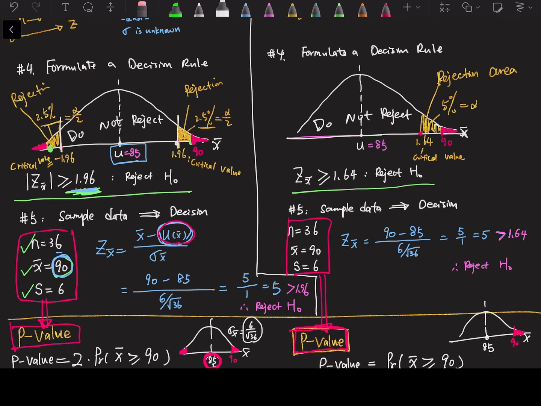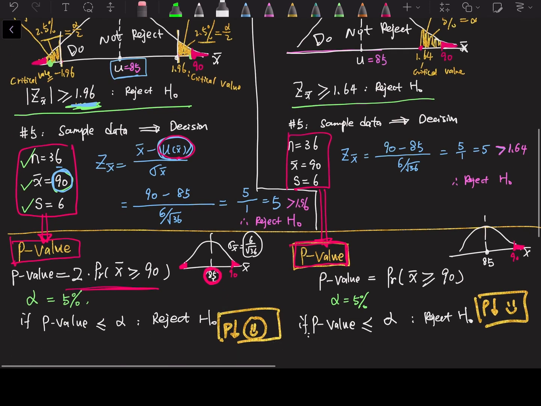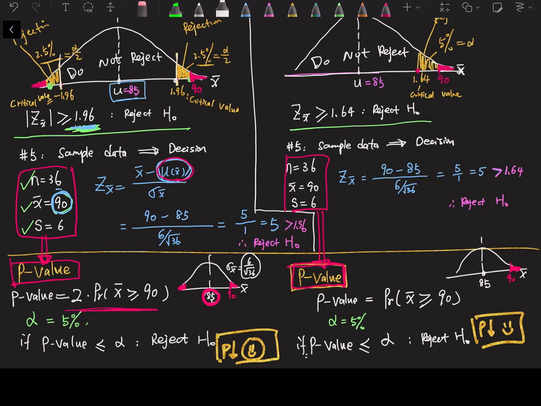You would want to have a larger test statistic in order to reject null, or a very small p-value. The smaller the p, the more extreme that sample mean is, and the more likely you reject the null hypothesis.